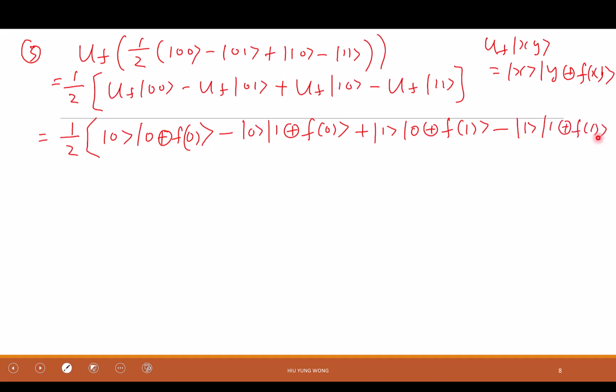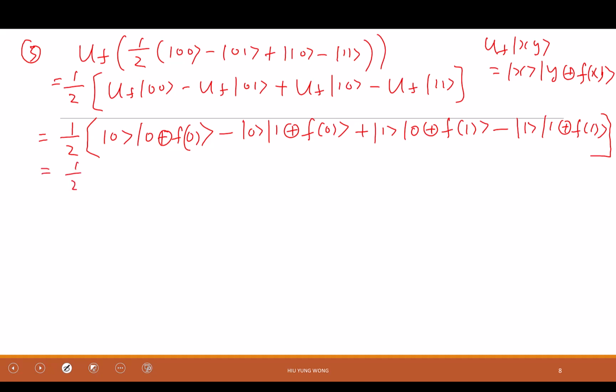Although it is very lengthy, you really should appreciate, wow, I can compute f of 0 and f of 1 in one shot. Right? I don't know what f of 0 and f of 1 are, actually. But they contribute to the final state. And I need to be smart to do something to extract the information I want. I don't care about the values of f of 0 and f of 1. I care about whether they are balanced or not balanced. That's it, right?